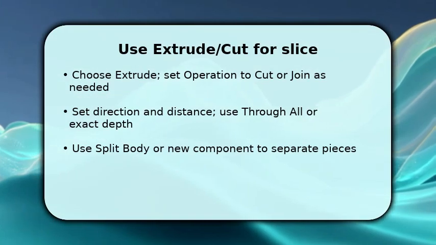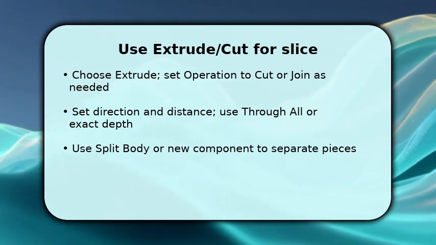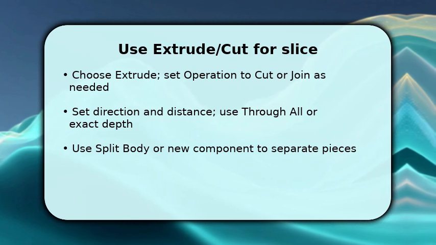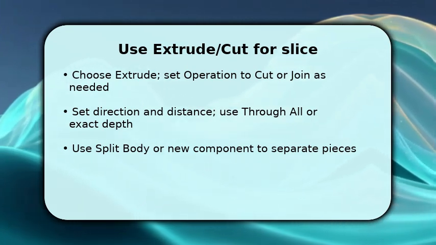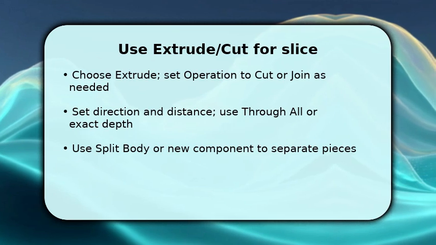Select the sketch and invoke extrude, choosing cut as the operation so material is removed. Define direction and depth. Use through all for full separation or an exact distance if you want a partial slice. If you need separate bodies, enable split body or create a new component during the cut so pieces are independent.